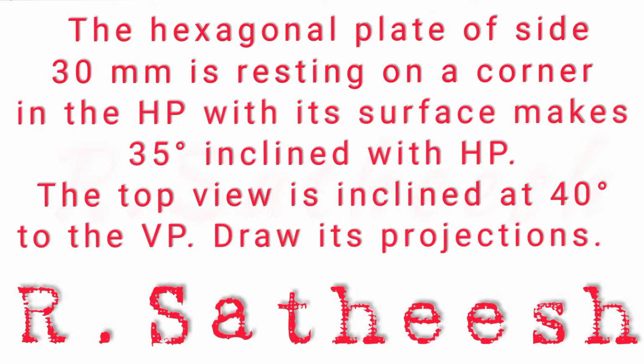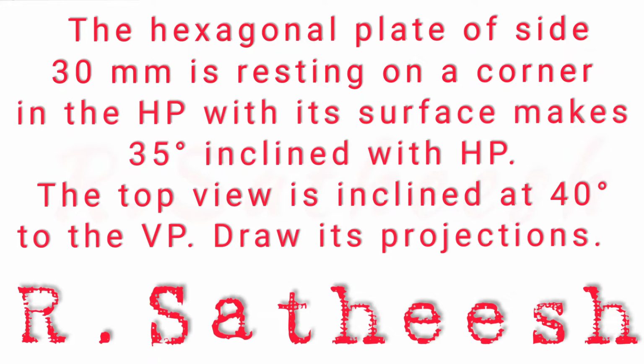Hi students, welcome. So now we are discussing how to construct a hexagonal plate projection. Our problem is a hexagonal plate of side 30 mm resting on a corner in HP. Clear? In the last problem itself I explained: in case a side is resting, how to draw the hexagon initially; similarly, when a corner is resting.